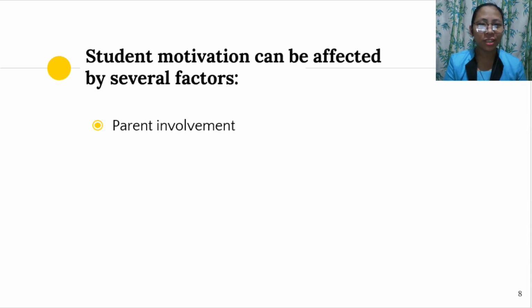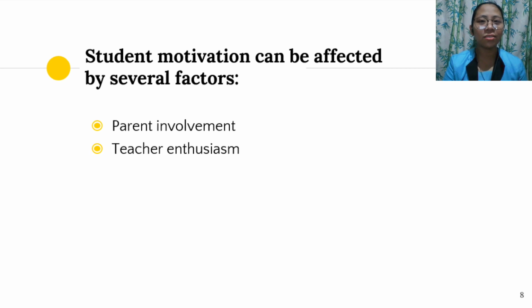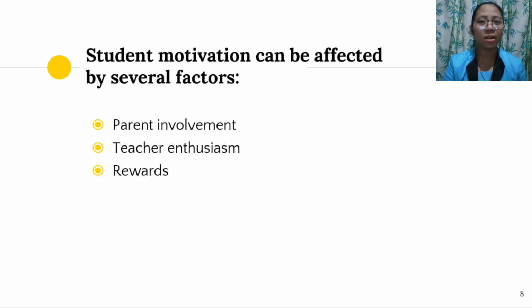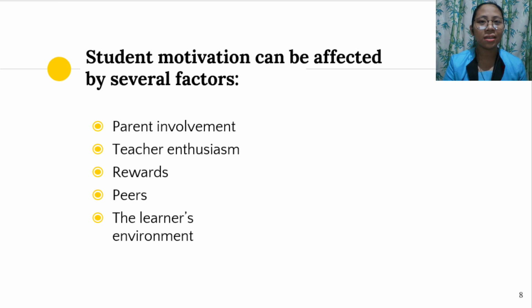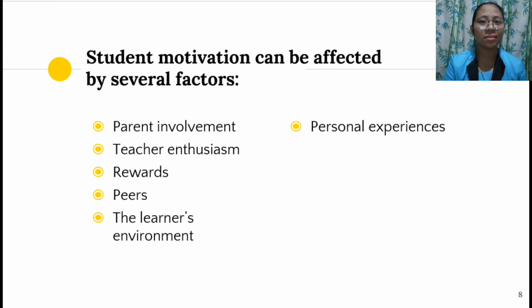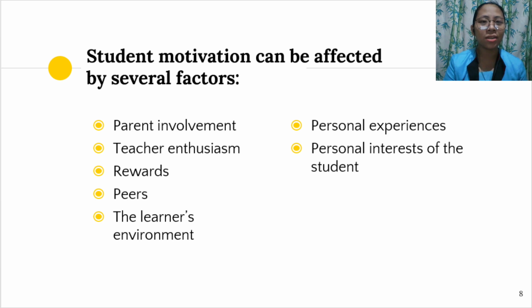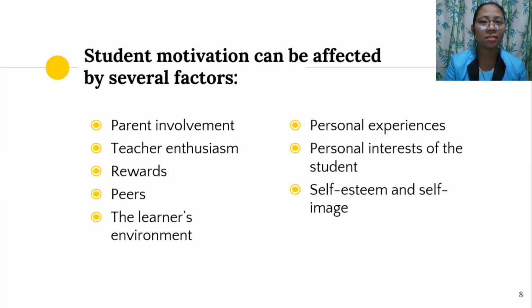Student motivation can be affected by several factors. These elements include parent involvement, teacher enthusiasm, rewards, peers, the learner's environment, personal experiences, personal interest of the student, and self-esteem and self-image. Parent involvement is one of the most influential aspects of student motivation.